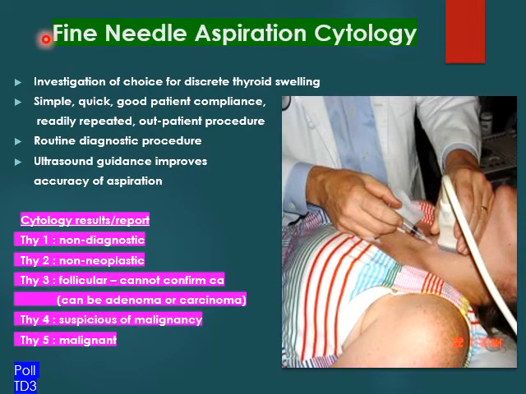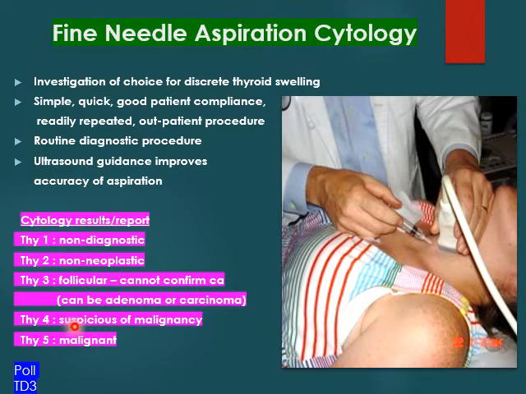Okay, and this is a picture to show you the fine needle aspiration cytology. Here, the patient is lying supine, the neck extended, with the ultrasound probe and a needle to aspirate the nodule or the lump. And that is sent for cytology, and the results are as follows. Thy 1 to Thy 5. Thy 1 is non-diagnostic and Thy 5 is malignant. 2, 3 and 4 are various grades of benign to malignancy.